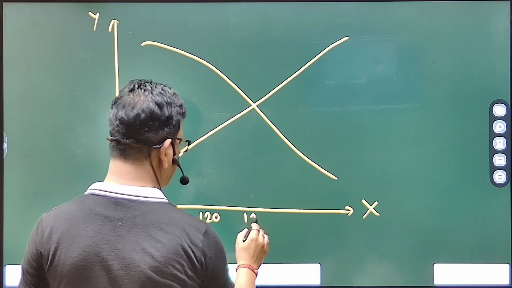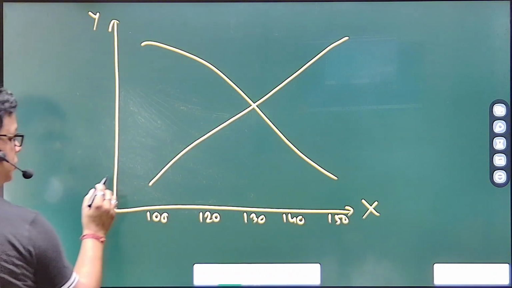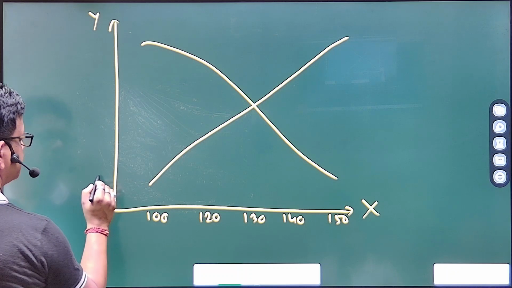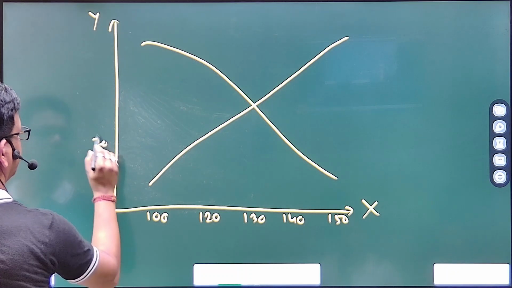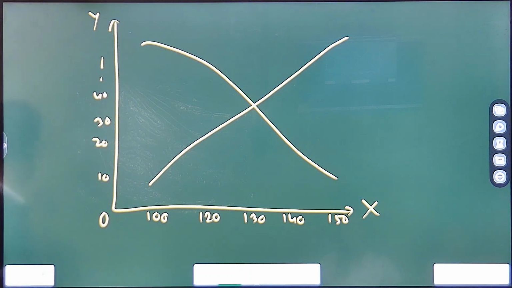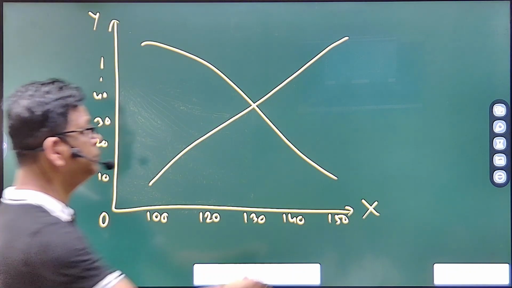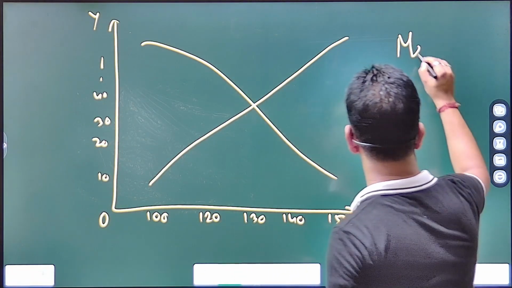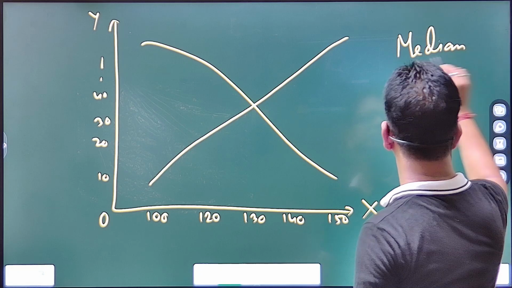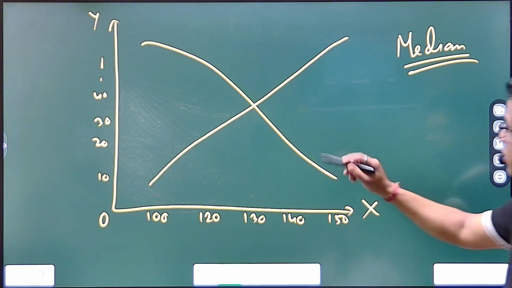Plotting anyway you can do. Now, try to understand one thing, which is actually important right now. So this is, suppose, 10, 20, 30, 40 and so on. Now, what is this OGIF used for? The OGIF is used to get the median. Now, how to use it? It's very simple.